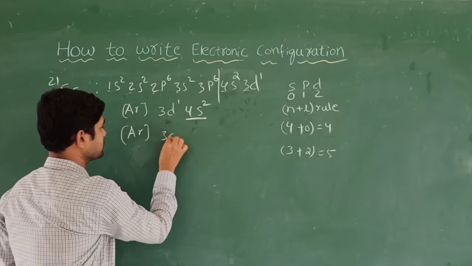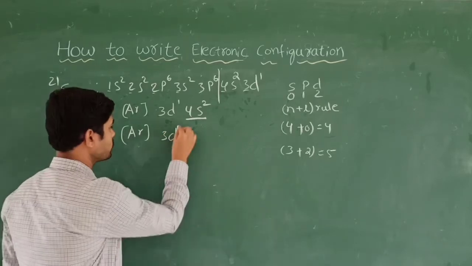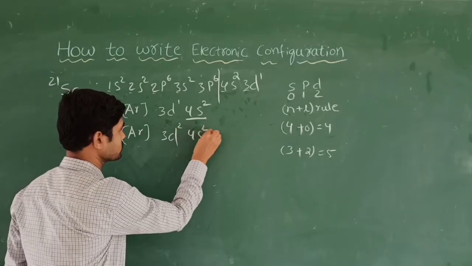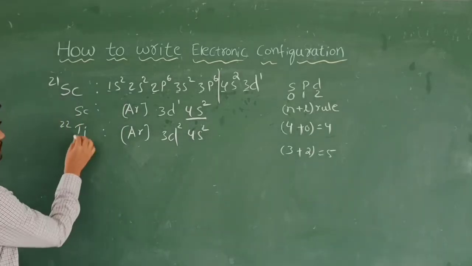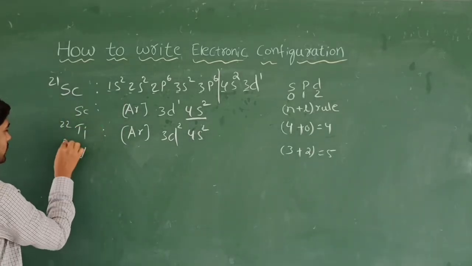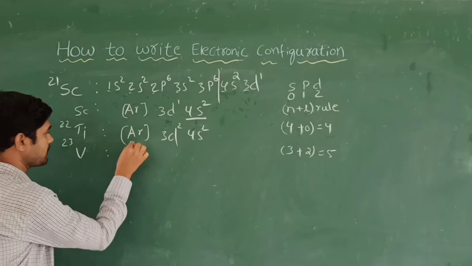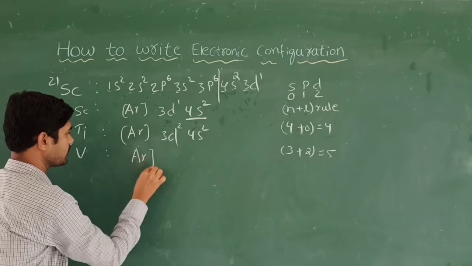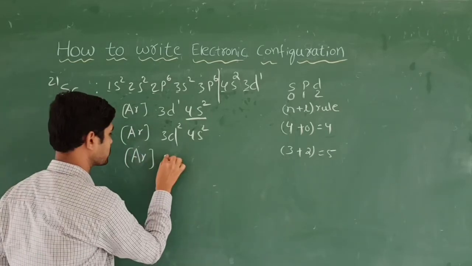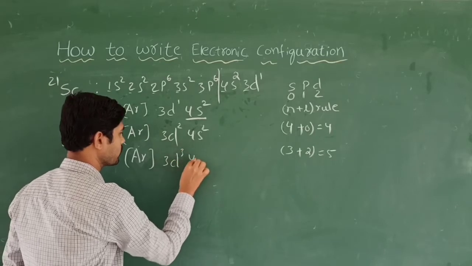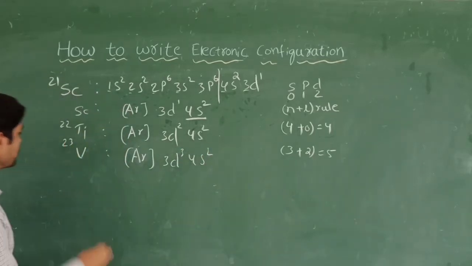So, okay, 3D. Next, one electron will be added here: 4s2, like this, 22 now. Next, scandium, titanium, vanadium, 23. Same as before, it is argon, I am going to write here. And I am just going to add one more electron: 3d3, 4s2, like this.